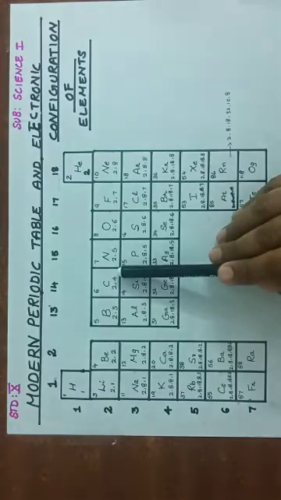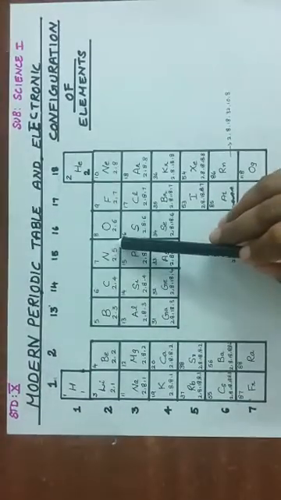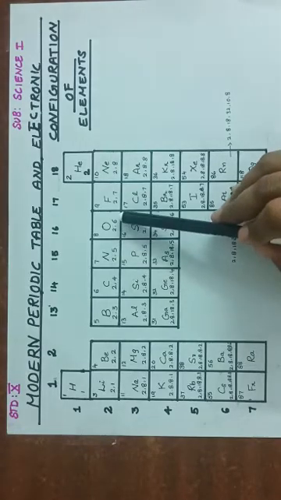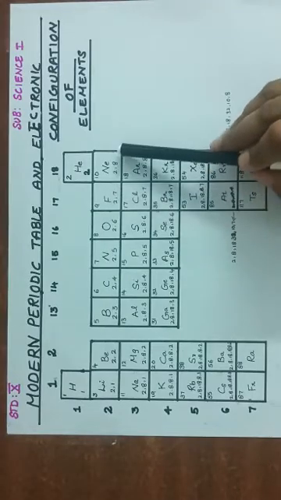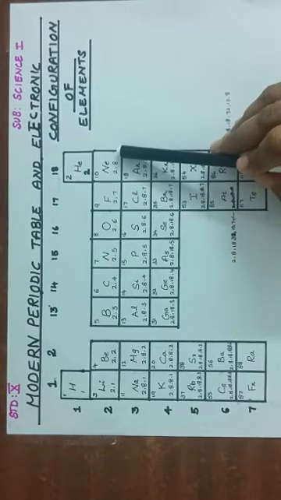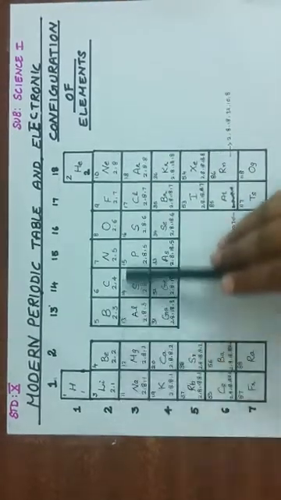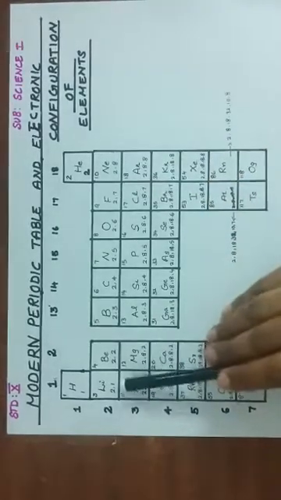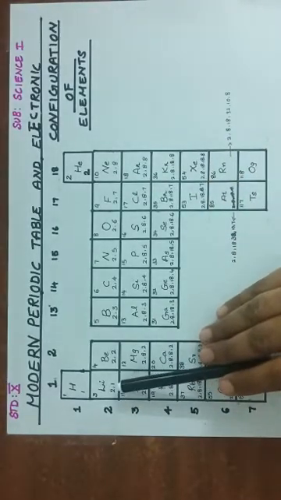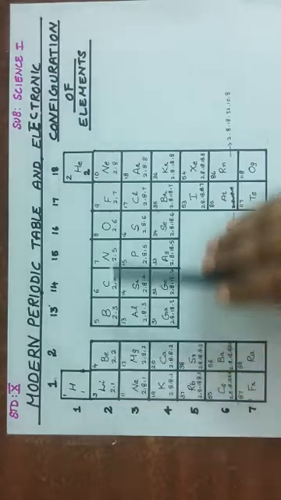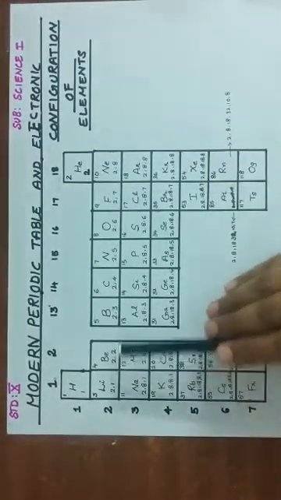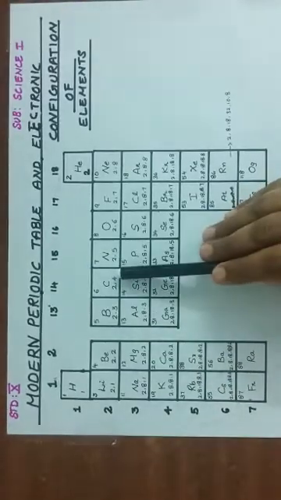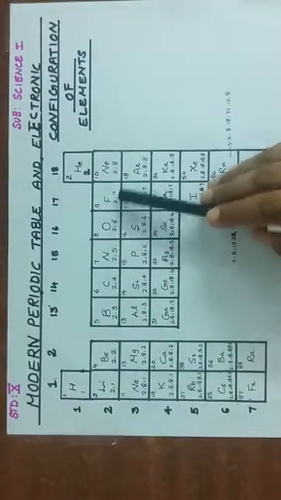Next element valency 4. Next element, the valency is 3. Then valency 2. Then valency 1. And the last element has got the valency 0. So what is the trend you can see here? You can see that the valency of an element along a period from left to right increases by 1, reaches 4 and then decreases by 1.